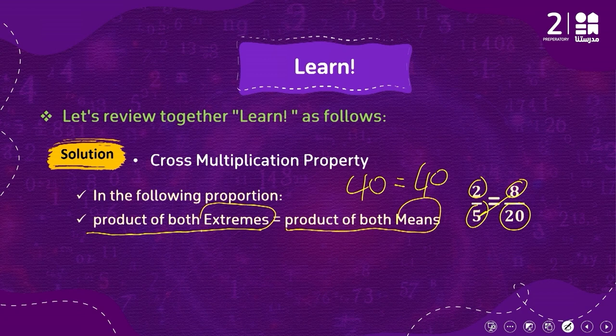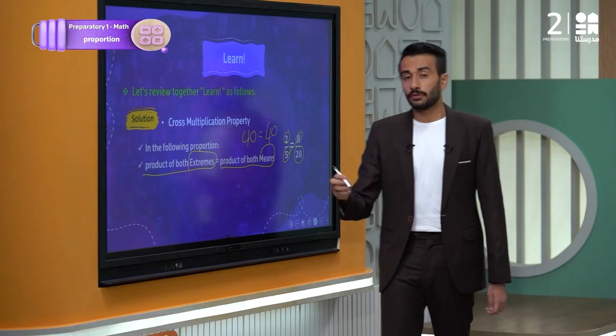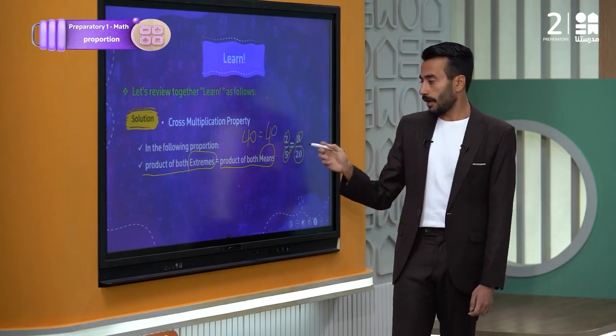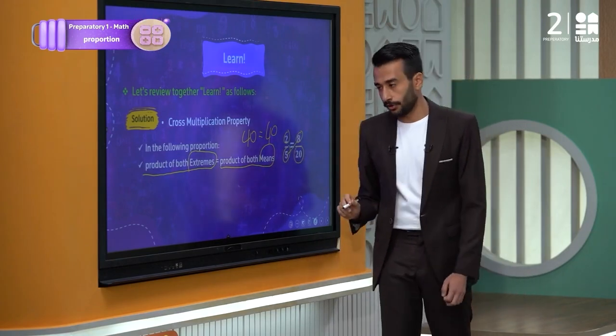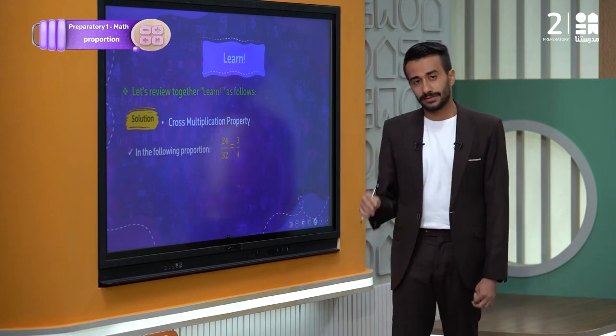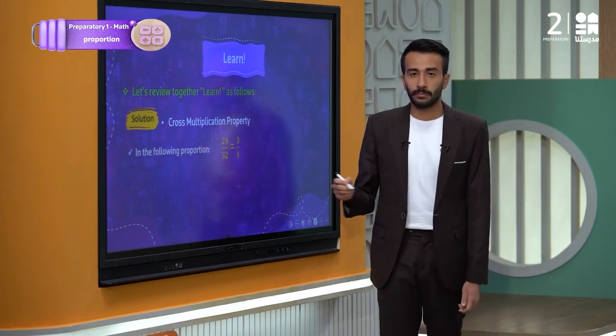Or it's also called the product. Instead of using the word multiplication, you can use product. So the product of the extremes is equal to the product of the means, as we found here. Now let's go to another example. Let's use the same property, which is cross multiplication.